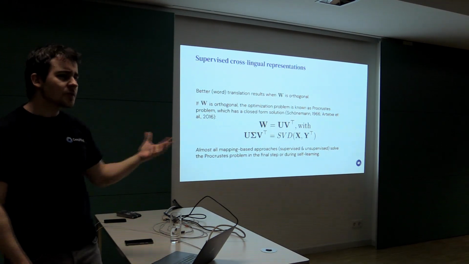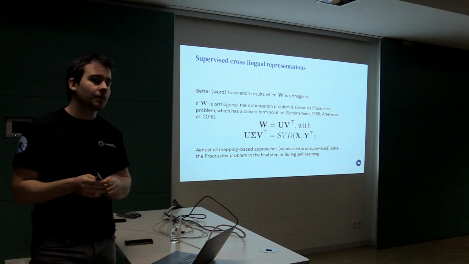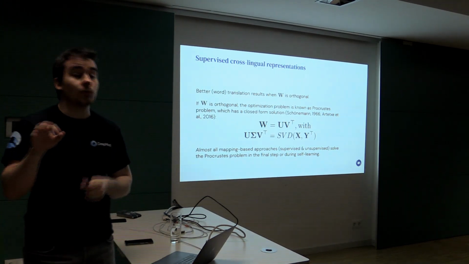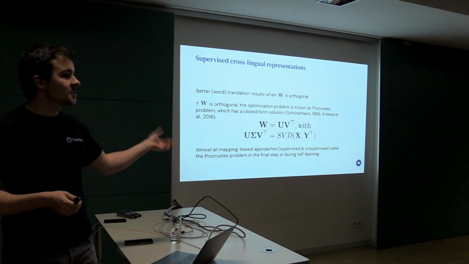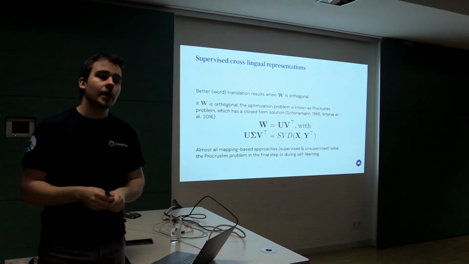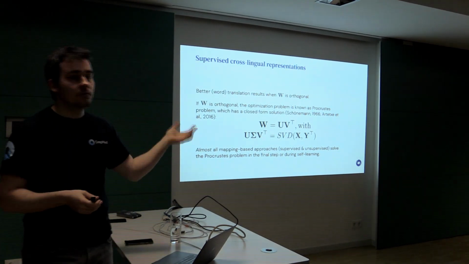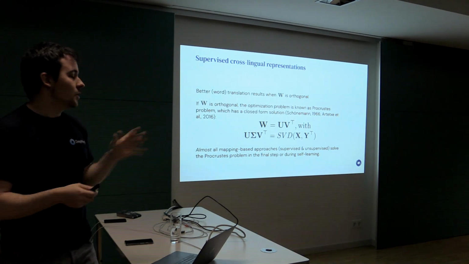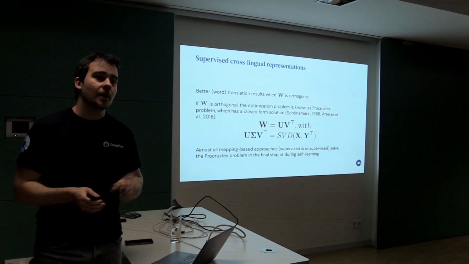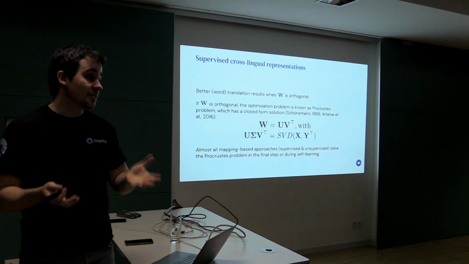And the interesting thing here is that even though this orthogonal linear transformation is very easy and can be implemented in one line of code, basically, it is still one of the same parts in all mapping-based approaches, even ones that have been proposed in the last year. So even though they're adding a lot of other bells and whistles and a lot of other improvements, this initial mapping-based approach is still staying the same.